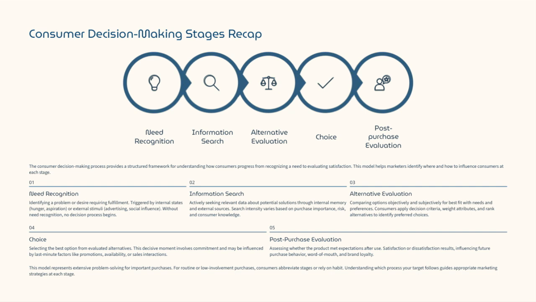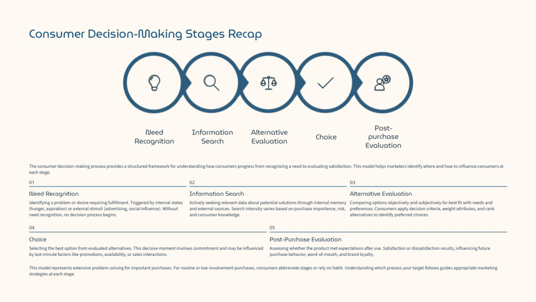Prior to evaluating alternatives, consumers conduct information search. This involves gathering relevant data from their memory and external sources. The intensity of this search depends on how important the purchase is, the associated risks, and how much they already know.